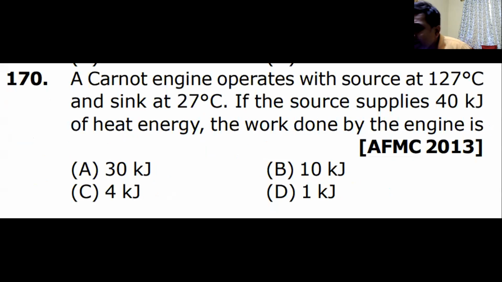A Carnot engine operates with source at 127 degrees Celsius and sink at 27 degrees Celsius. The source supplies 40 kilojoules of heat energy. What is the work done by the engine? Source is giving 40 kilojoules of energy. What is the work done by the heat engine? I'll give you a minute to win it.